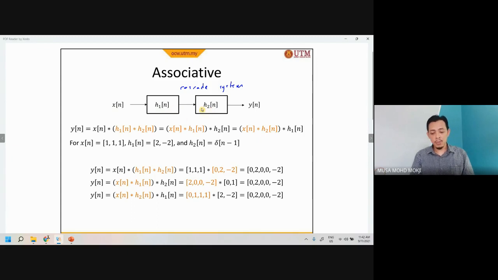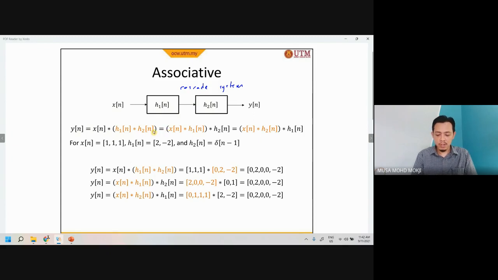And what is the operation between these? When you have xn and an arrow coming into this box, a system, the operation is convolution, because this is an LTI system. And then you have an arrow coming into this second system. So this is another convolution. And this is the output. So we can write it as yn equals xn convolve with h1n convolve with h2n. You have 2 systems cascaded, right? So this is what we call cascaded.